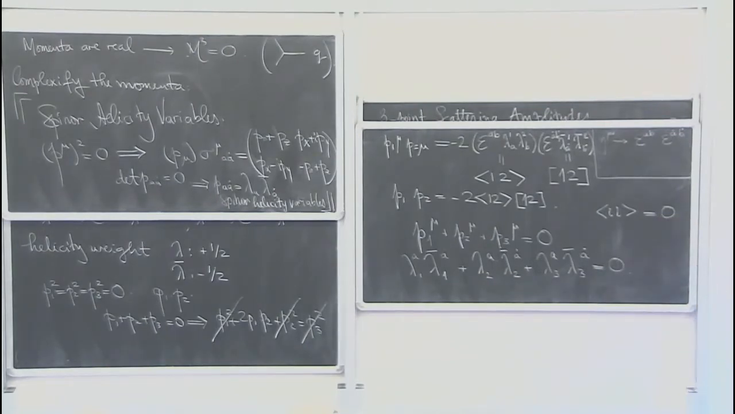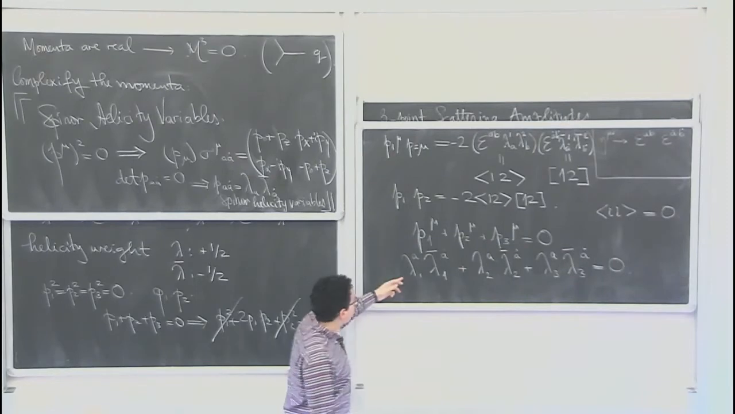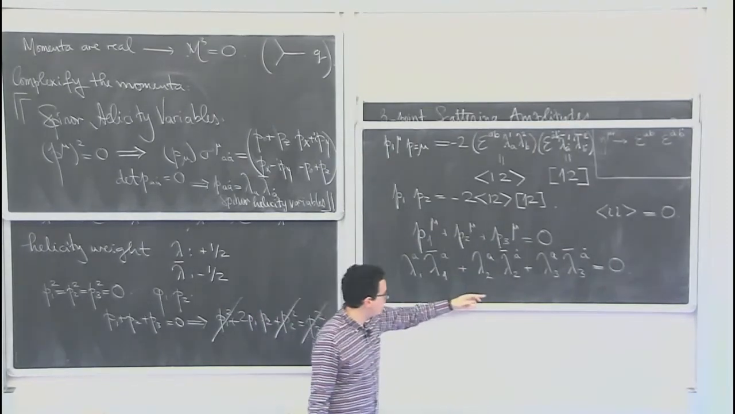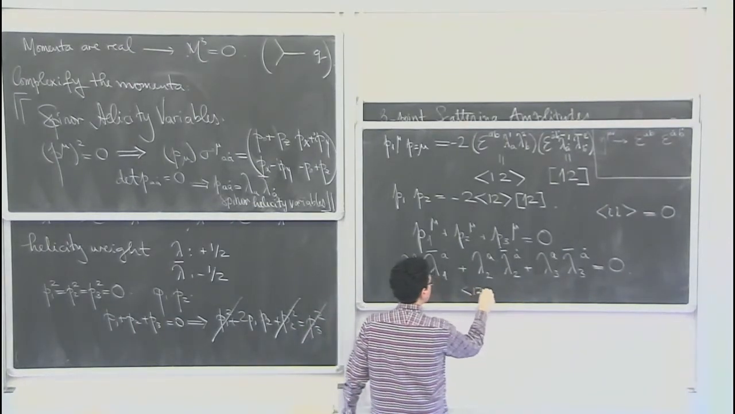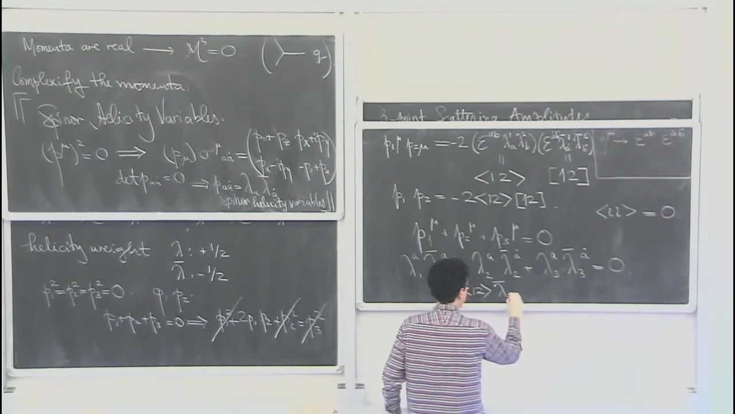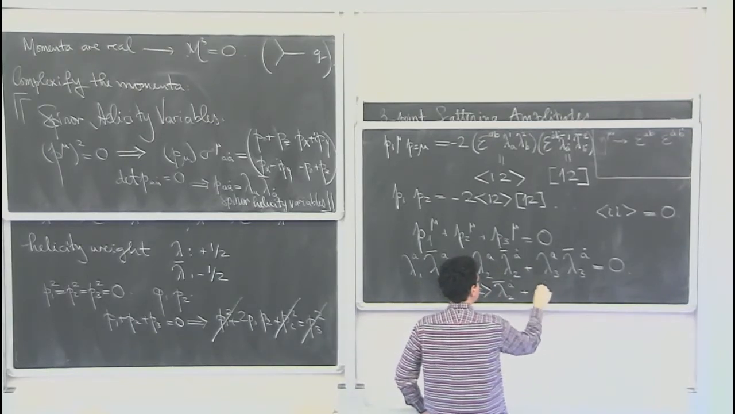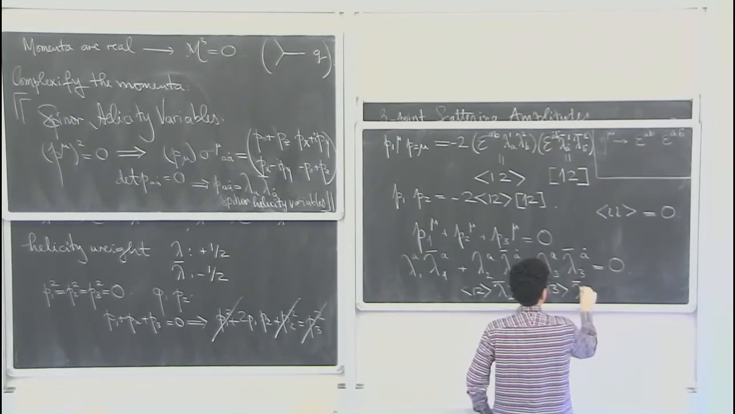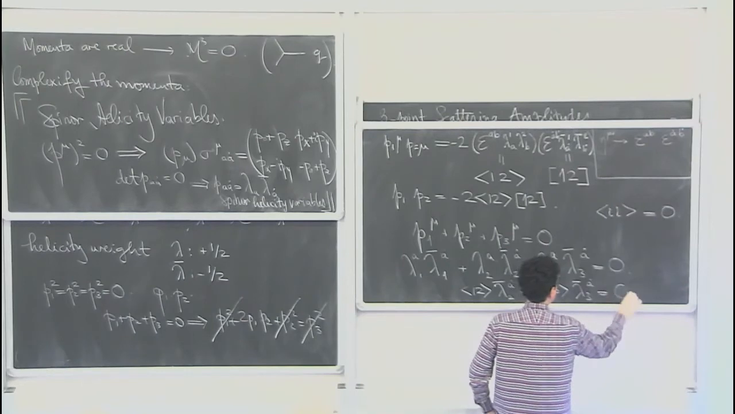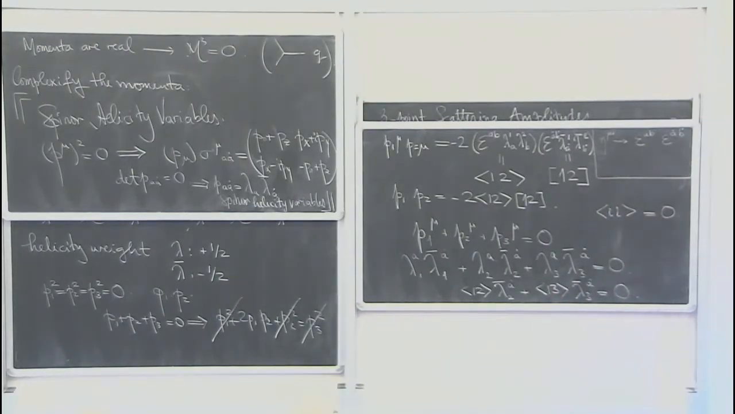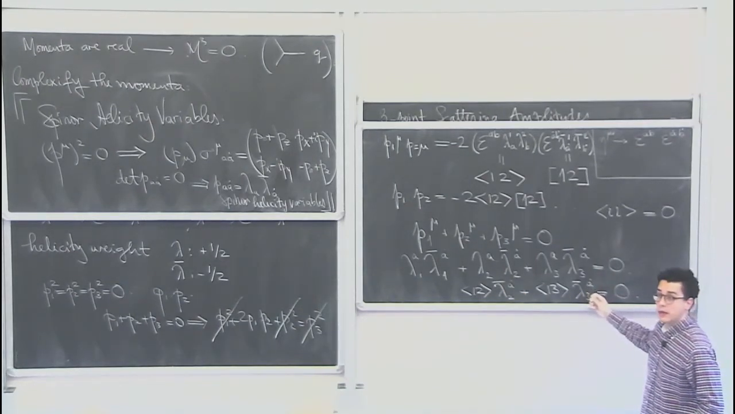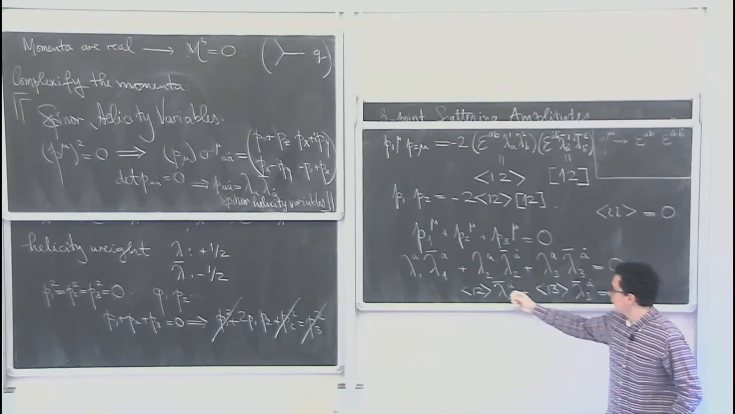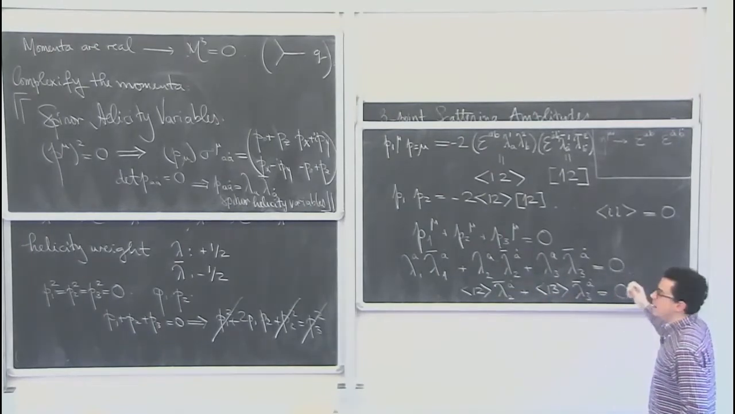And now we're going to see why three-point scattering in this language is so constraining. So let's dot this equation here with lambda 1, so I get angle bracket 1, 2, lambda bar 2a dot plus angle bracket 1, 3, lambda bar 3a dot equals 0. In particular, it means that lambda bar 2 is proportional to lambda bar 3, right? This equation here.